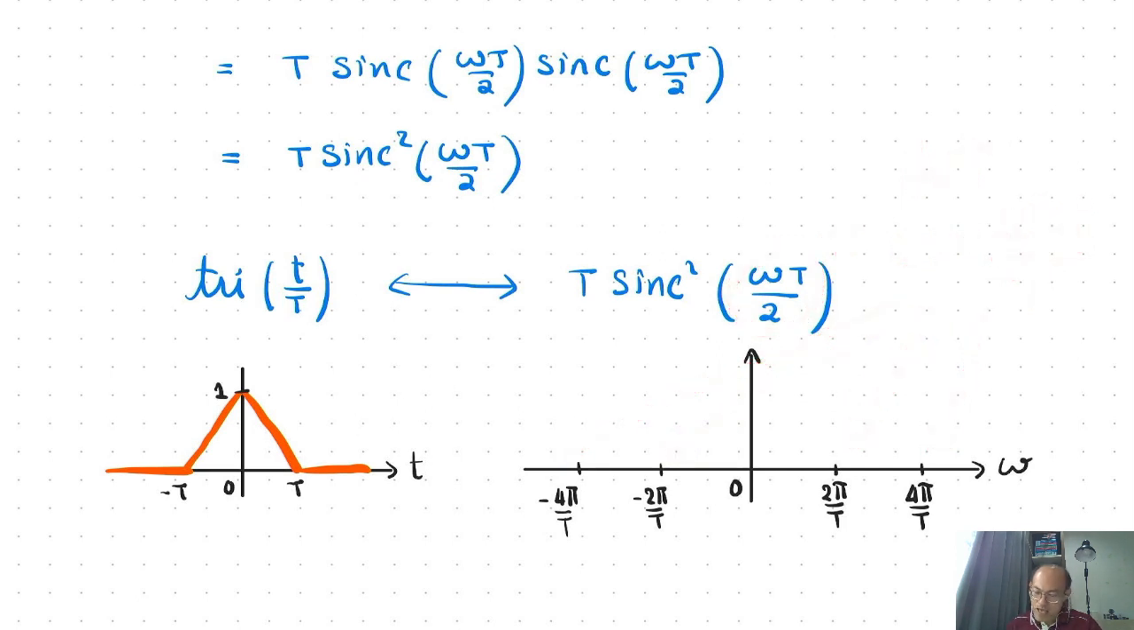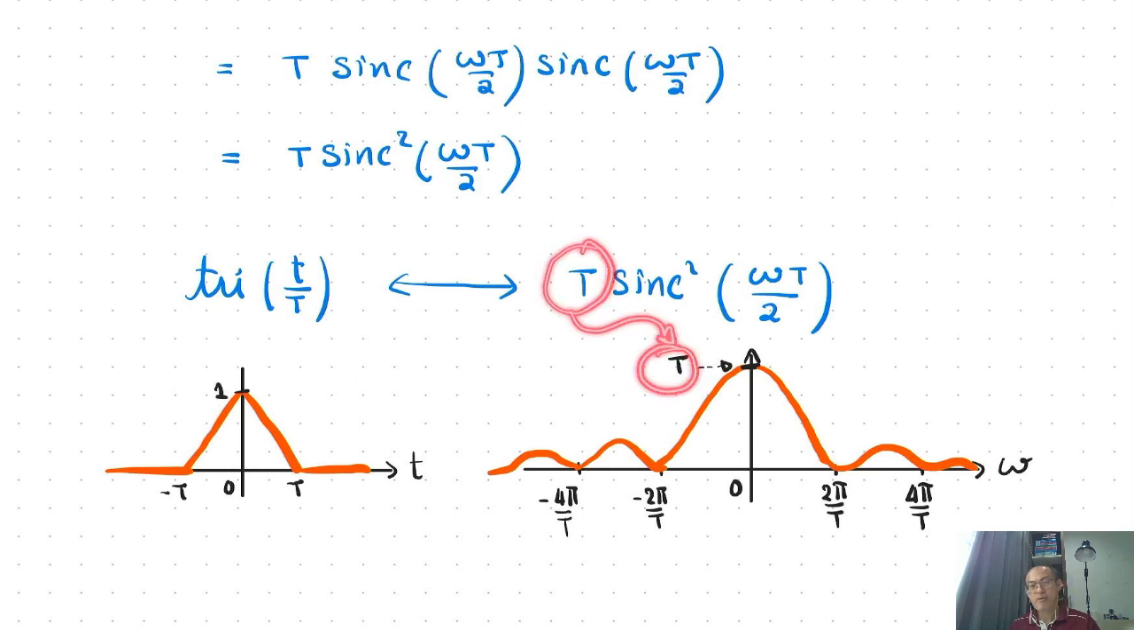Okay, and then I have to draw the sinc square, and the shape is something like this. This is the shape of the sinc square. Okay, of course, the height is now big T. Big T comes from here. This is big T.